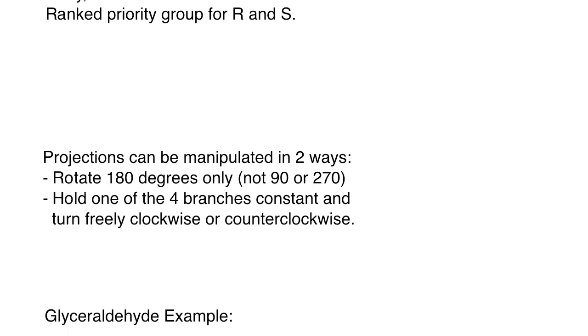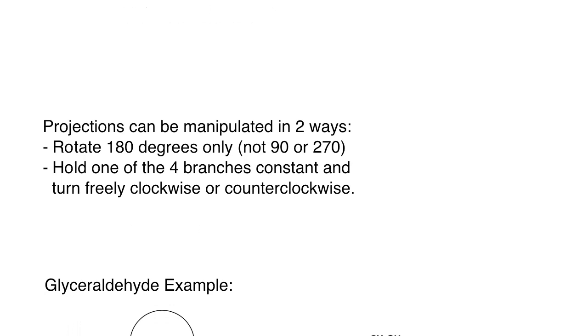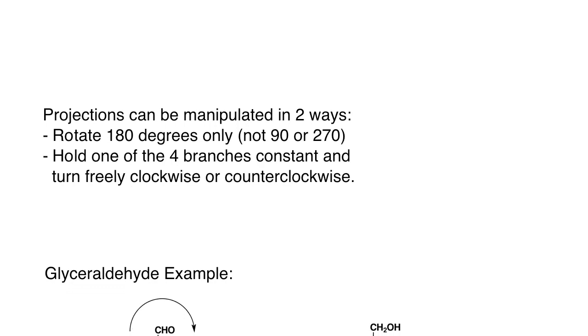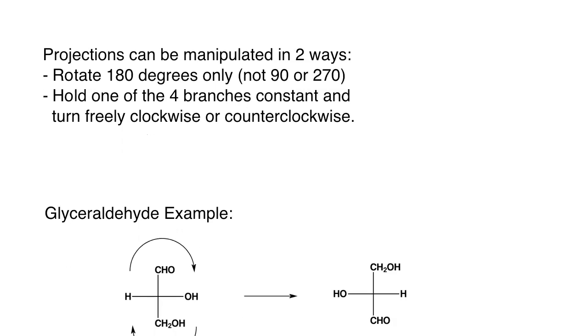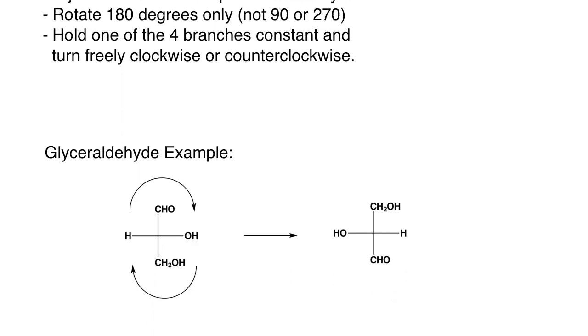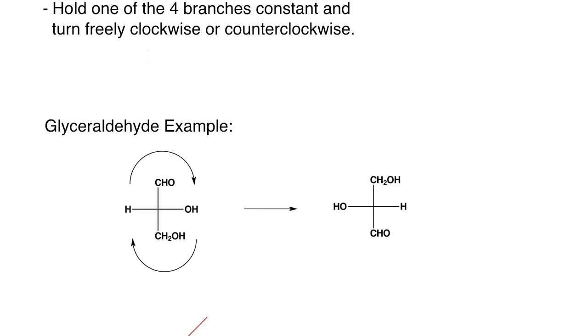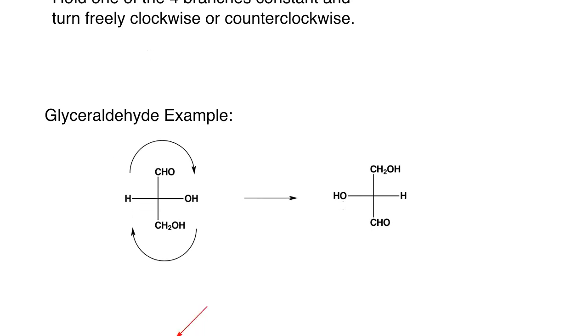The other way that you can manipulate these types of 90 degree and 270 degree turns is that you can hold one of the four groups constant, and then you are allowed to freely turn clockwise or counterclockwise the other three remaining groups. So let's take a look at one of the simplest structures we have as far as sugars are concerned, and that's glyceraldehyde. For the glyceraldehyde example, the first example here would be where we have moved this 180 degrees.